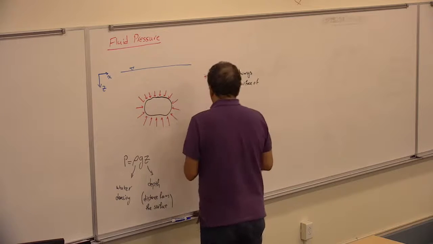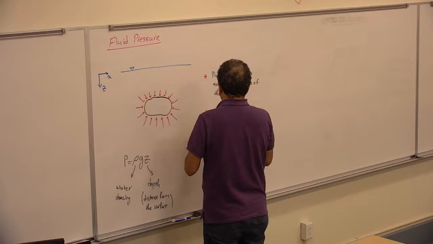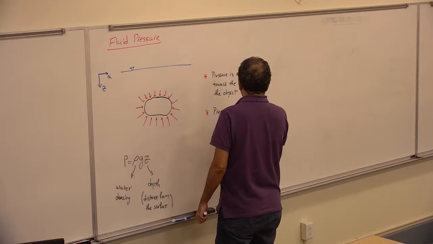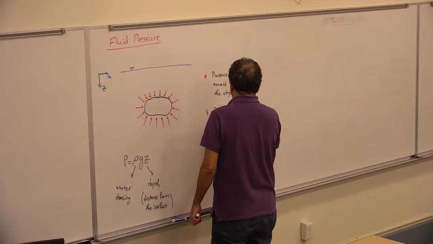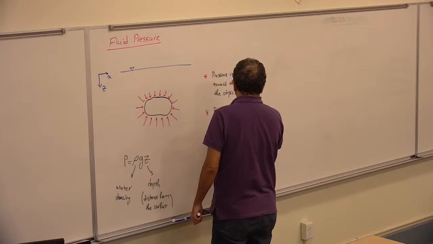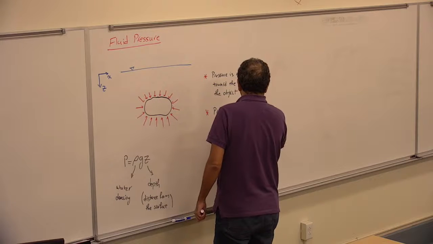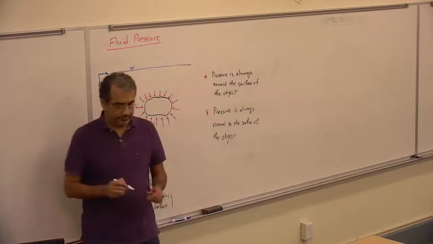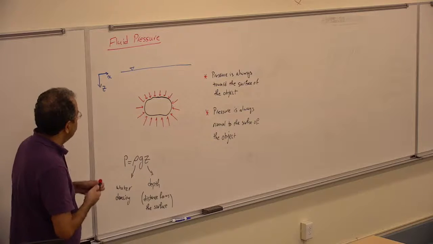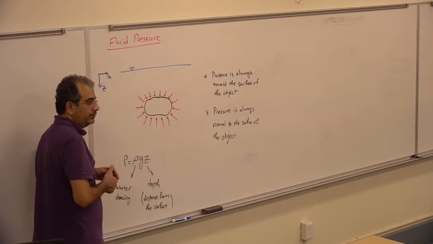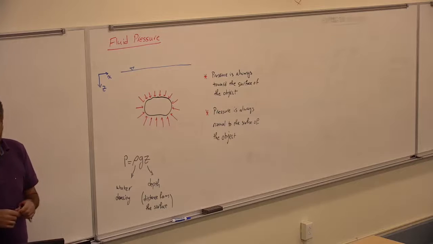And pressure is always normal to the surface of the object. So, always toward it, always perpendicular to the surface at any point. So, if you're asked to do that, you can write it.